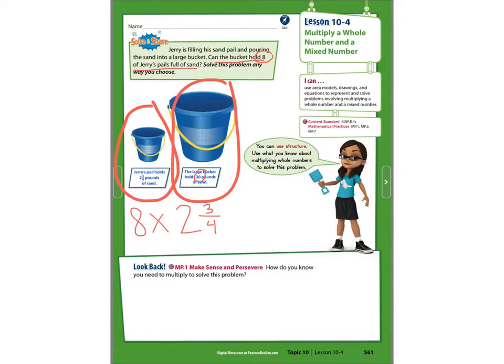All right, when we multiply mixed numbers, we're going to break up the mixed number into the whole number and the fractional part. So the first part of the first step is going to be to multiply the whole numbers. So I have an 8 and a 2, and I know that 8 times 2 equals 16. So I've taken care of the whole number in my mixed number, and now I need to look at the fractional part, and I'm going to do 8 times 3/4.